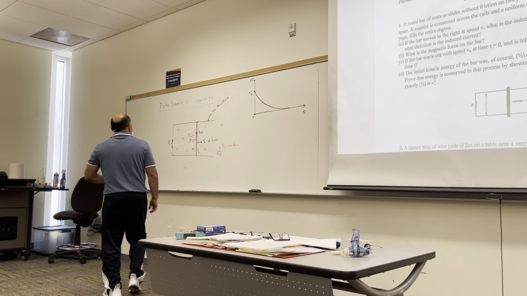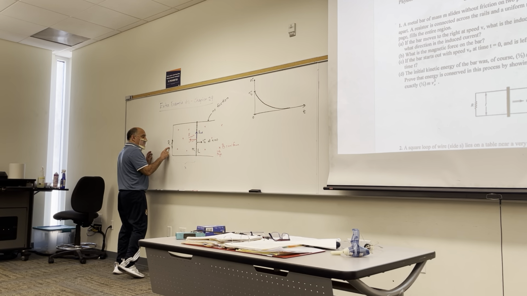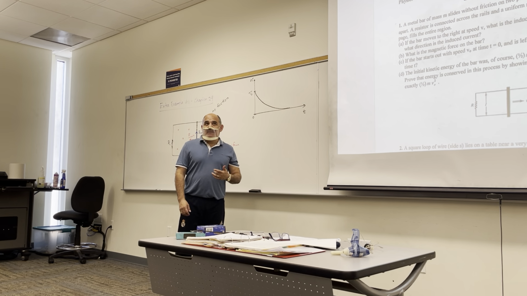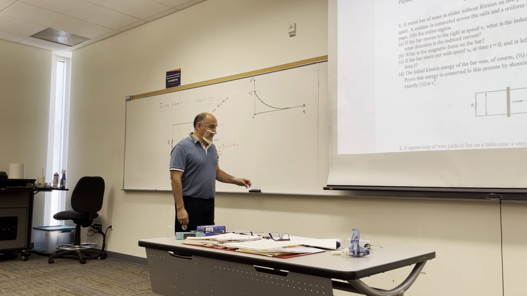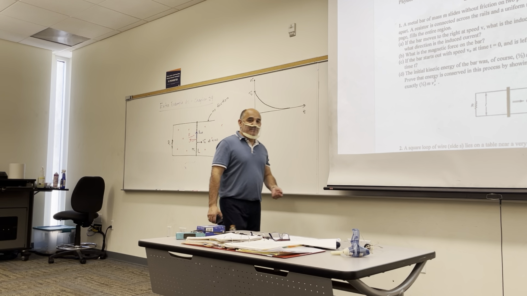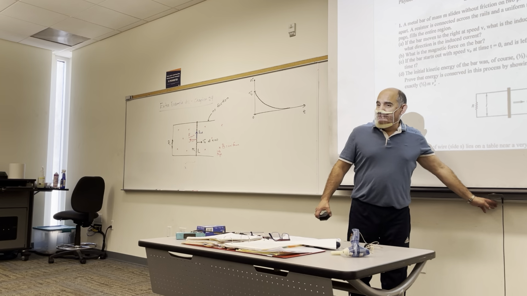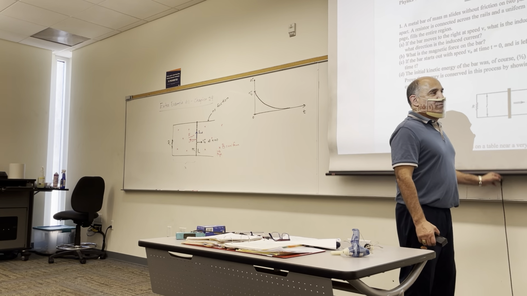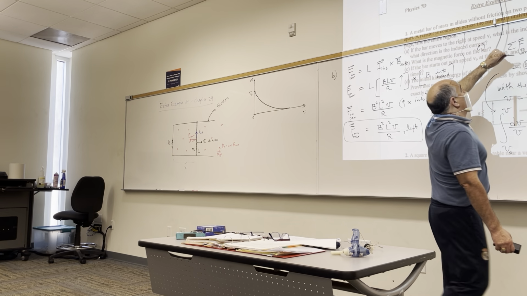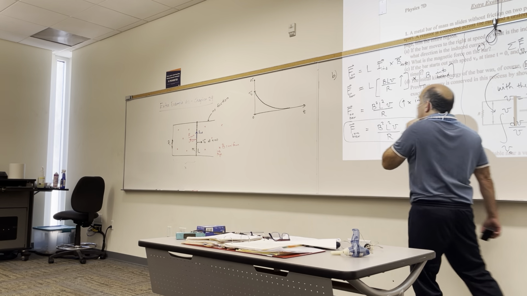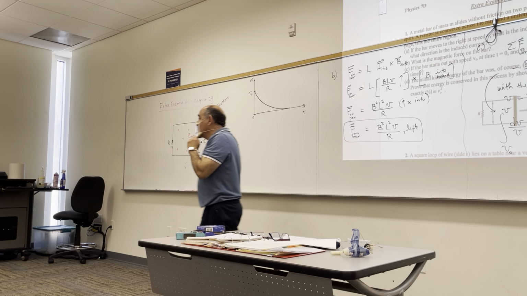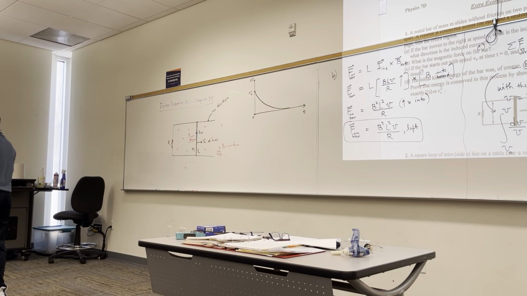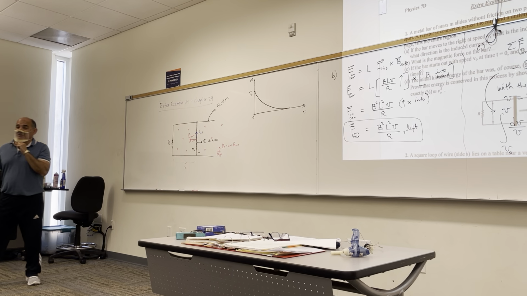So the dissipative element over here is the resistor. Do you remember the expression for the power dissipated by a resistor? What is the expression for the power dissipated by a resistor? What is it? I squared times R. Yeah, the current squared times R.